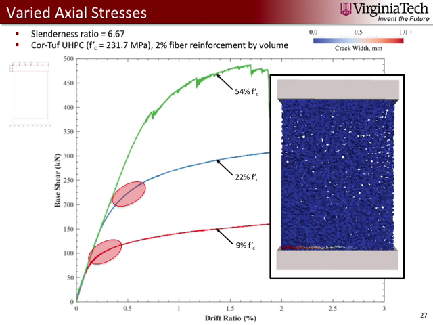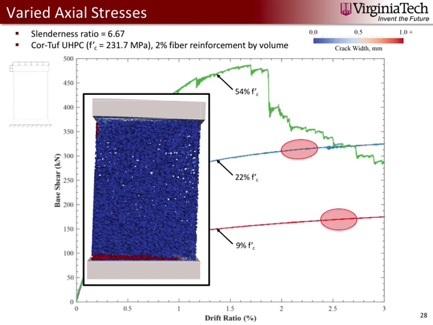So we can see here that the nonlinearity in these two curves is due to the development of a horizontal flexural crack at the bottom of the wall, as shown here. And as the test goes on, this crack develops further, and the wall simply starts to tip over with the continued application of lateral load.